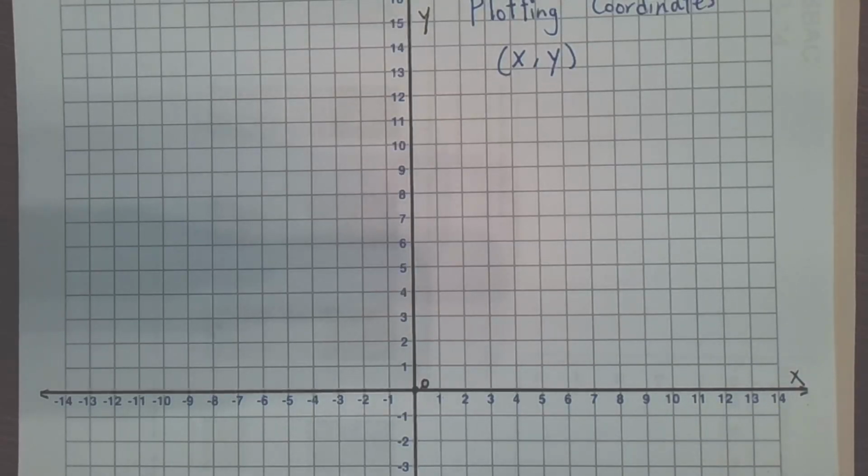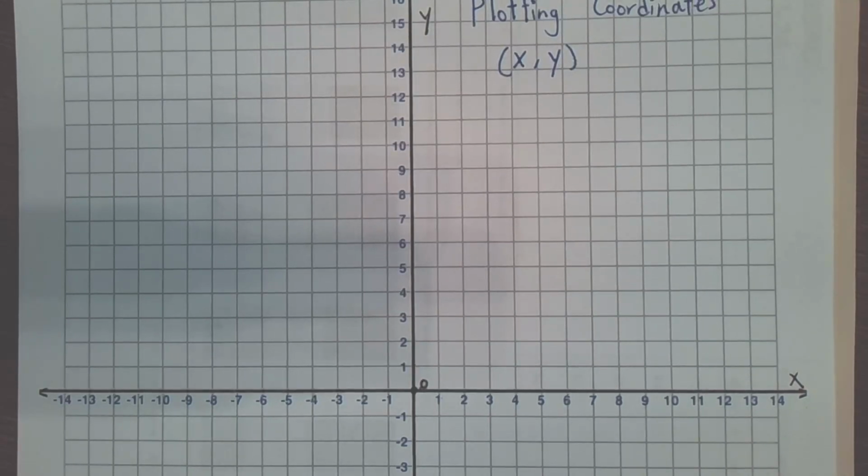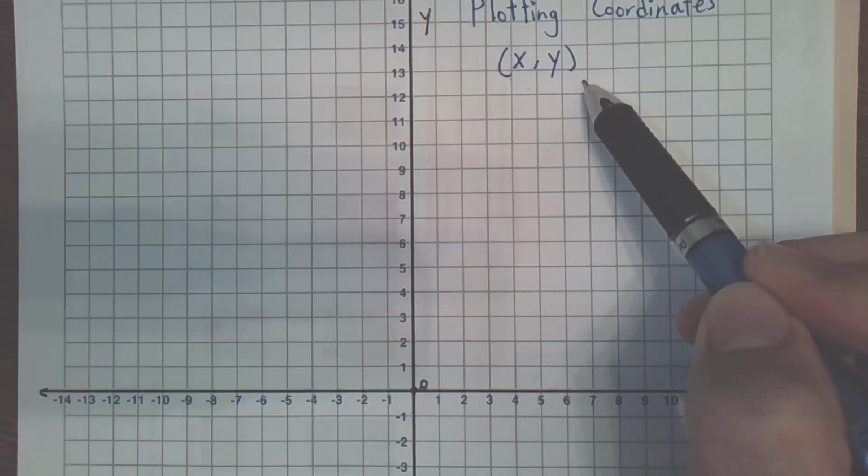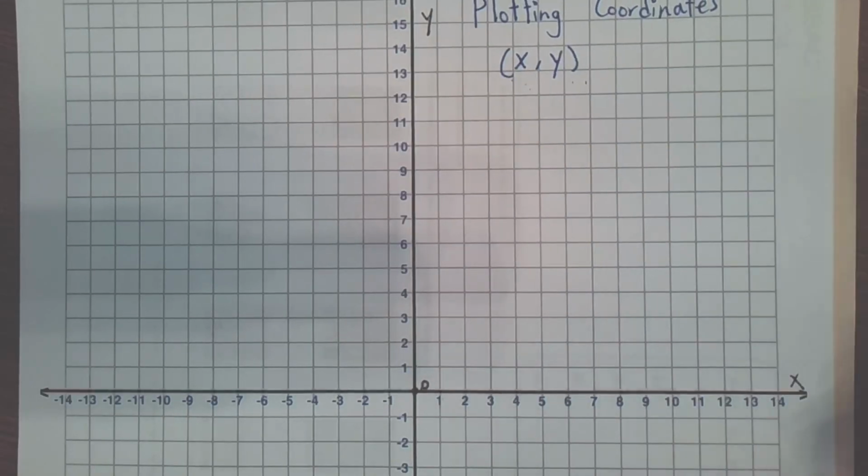Now, if you're trying to plot coordinates, you will see coordinates in pairs like this. Parentheses, parentheses, and you have two numbers in between.